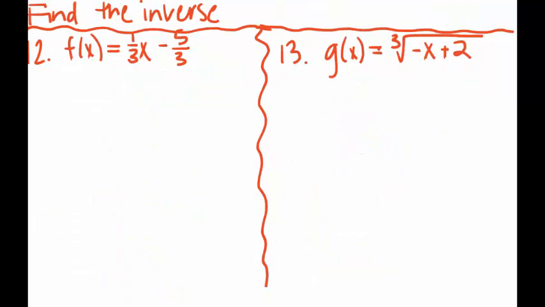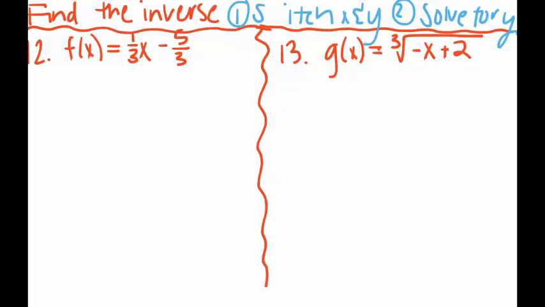Alright, 12 and 13 definitely have something you're going to want to write on your unit circle. We're going to find an inverse. Find an inverse. There were 2 rules. Always and forever. The first rule, switch x and y. You may remember the last rule now. Switch x and y. Rule 2, solve for y. Always, always, always. Switch x and y and solve for y.